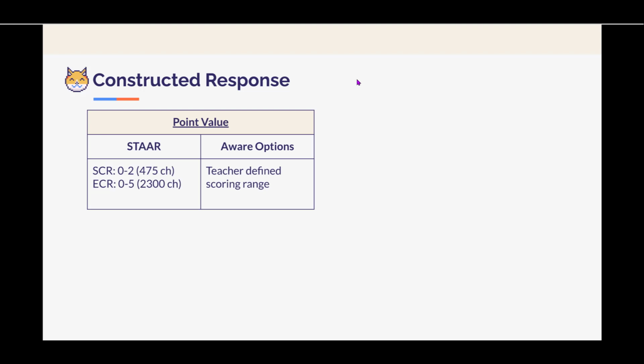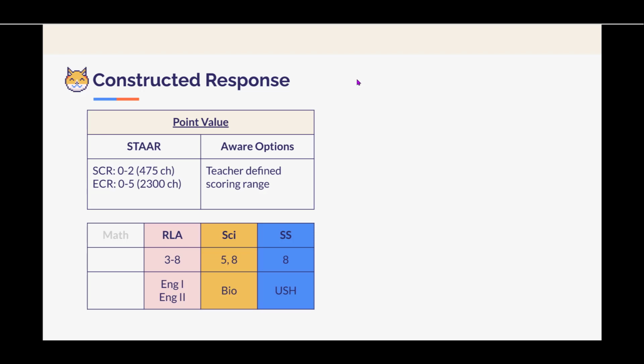Now within AWARE, when you create a constructed response question, you can decide how you want to set up the scoring range. As for content areas and grade levels that you will see constructed response questions in, you will see it in everything except for math. Now that's not to say that you can't use it in math. You absolutely can.